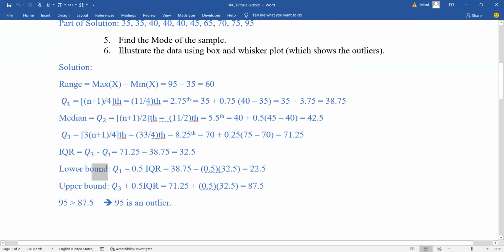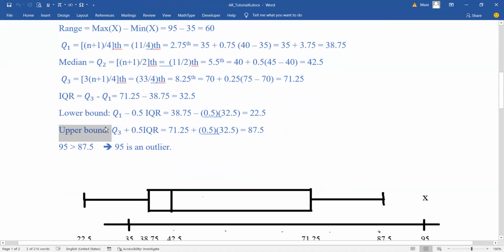Now, what about the lower bound or upper bound of the box and whisker plot? In some books, they call them the whiskers. In some books, they call them the tails, or you can also call them lower bound and upper bound. In order to do that, I told you I will give you the formula.